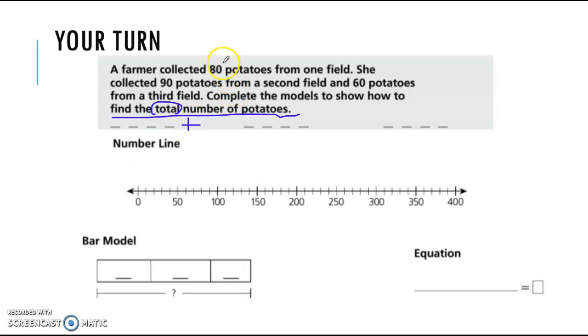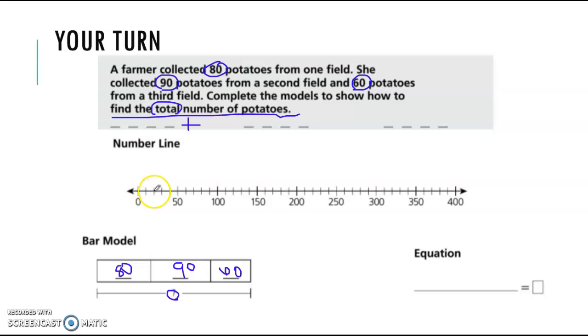So let's collect our information. We have 80 potatoes, we have 90 potatoes, and we have 60 potatoes. So I have 1, 2, 3 parts. So in my bar, my total is missing because that's what I'm trying to find. But I have 3 parts. I have 80 that she collected the first time, and then she collected 90, then she collected 60. So here in the bar model, I modeled my problem for addition.